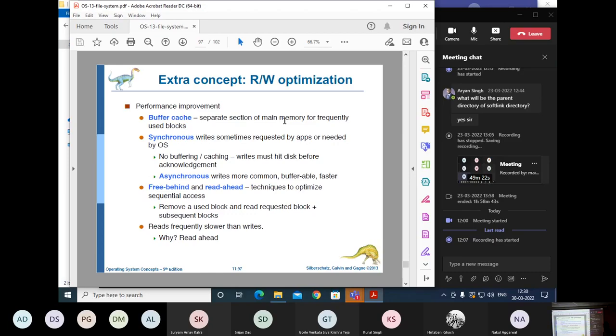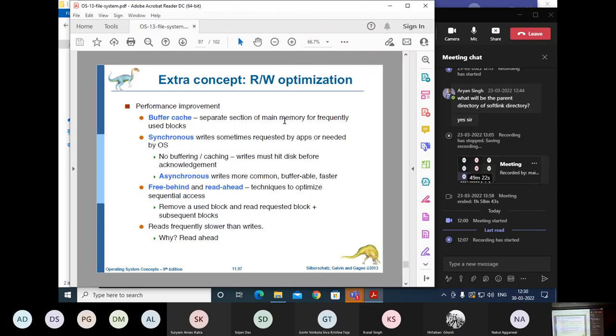So what is a synchronous write? Essentially, there is no buffering or caching. Writes must hit disk before acknowledgement. What do you mean by acknowledgement? The OS tells the controller, write this block, and the controller says, yes, I wrote it. Synchronous write means first I say, write this block, the controller says, yes, I wrote it, and then you send the next set of data. Totally serial.